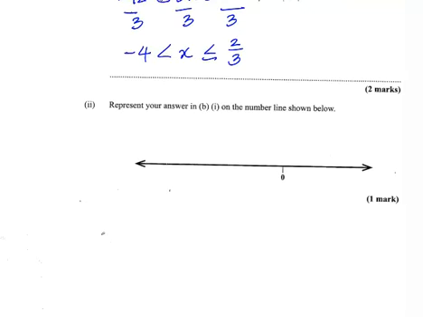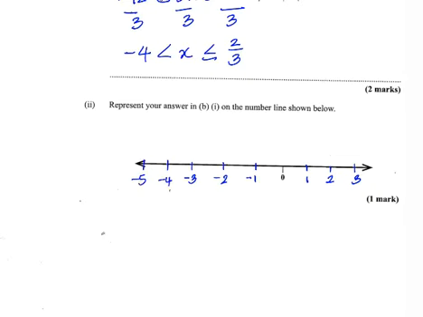So next, we're asked to represent your answer from before on the number line shown below. Alright, so let's put some more information on our number line. 1, 2, 3 over here, minus 1, minus 2, minus 3, minus 4, minus 5.